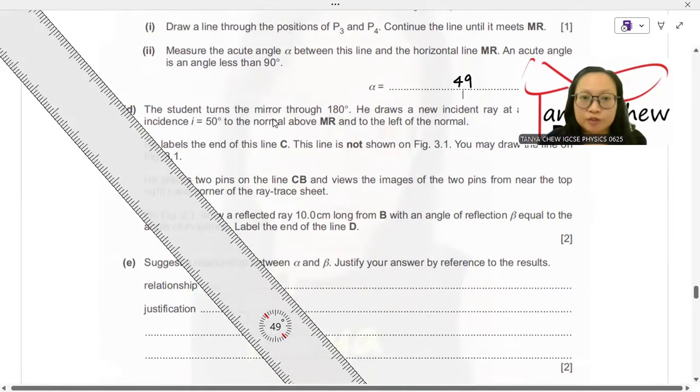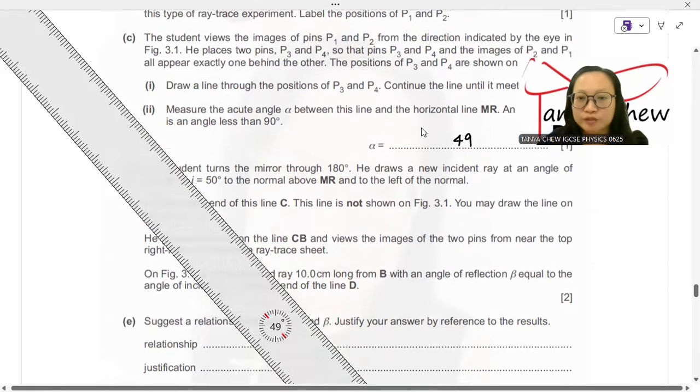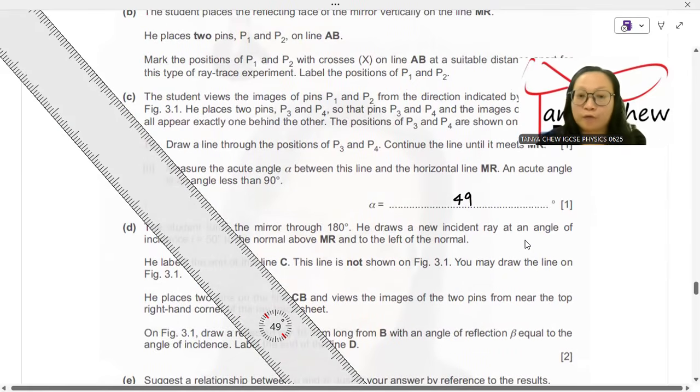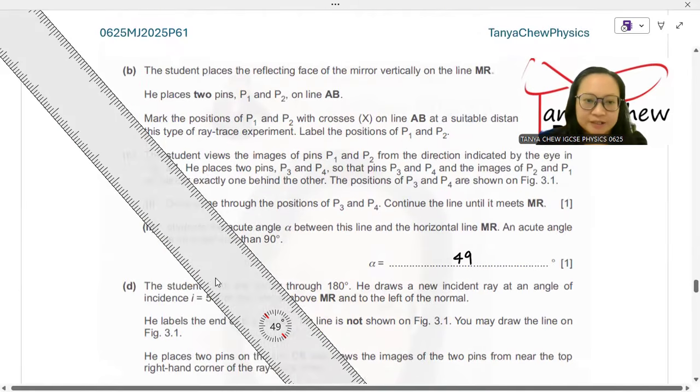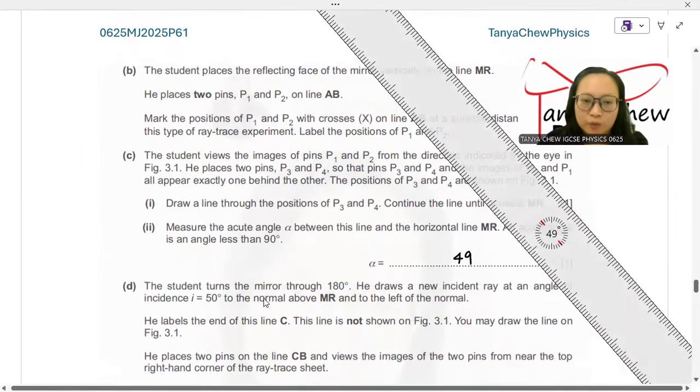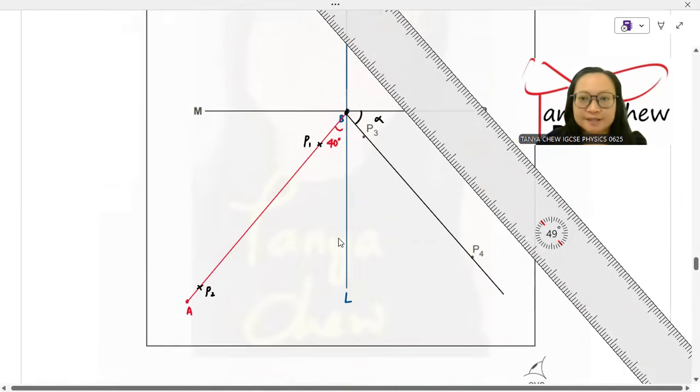And D, the student turns the mirror through 180 degrees. He draws a new incident ray. I got 48 degrees actually. He draws a new incident ray at an angle of incident I equal to 50 degrees to the normal above MR and to the left of the normal, 50 degrees.